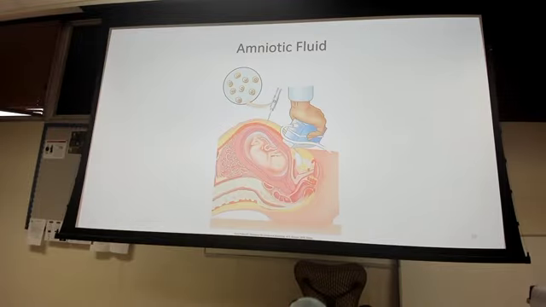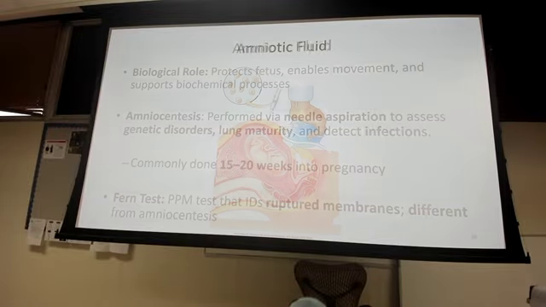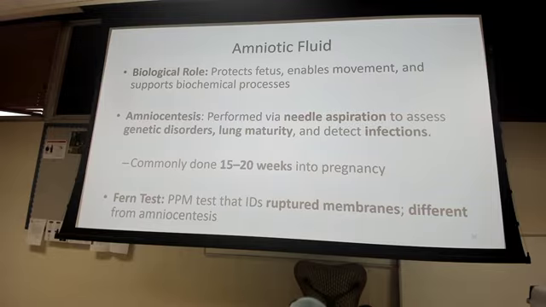All right, so let's move on to amniotic fluid. We are almost done, y'all. Amniotic fluid protects the fetus, all right? This protects that baby while that baby is in the womb. Amniocentesis is usually done if there's a suspected genetic disorder, the lungs are not maturing adequately, or there's some type of infection. Amniocentesis will be performed between 15 to 20 weeks of pregnancy.